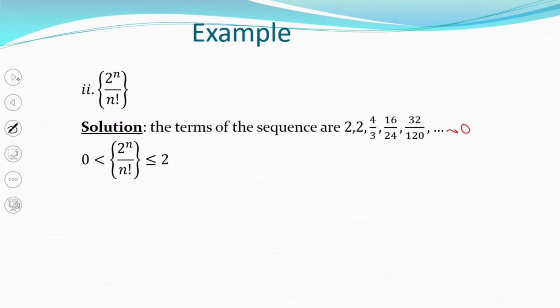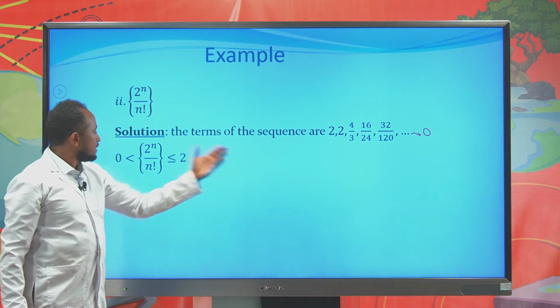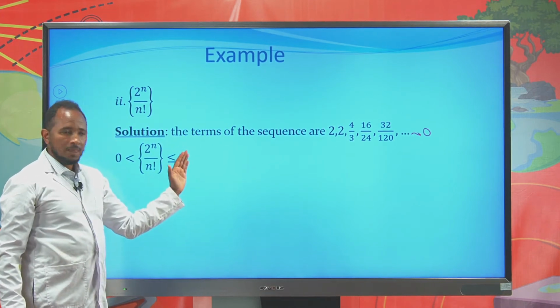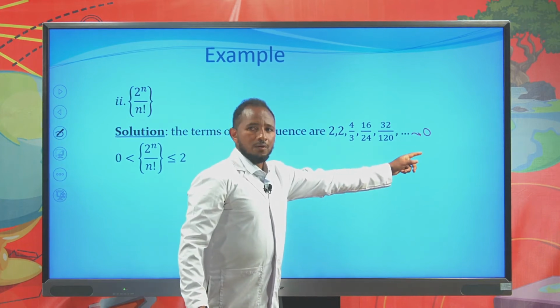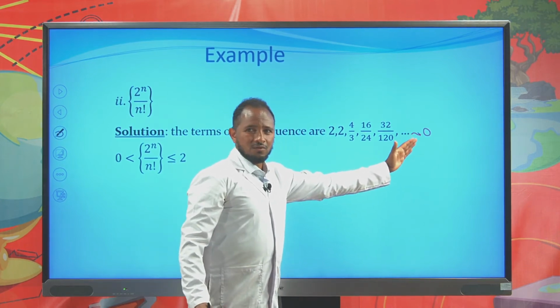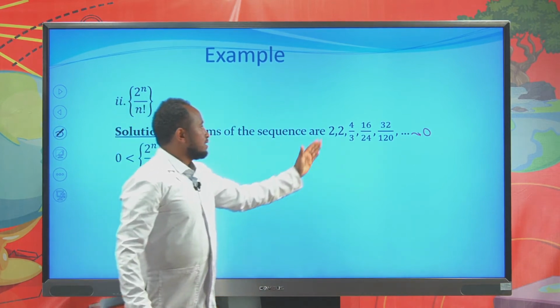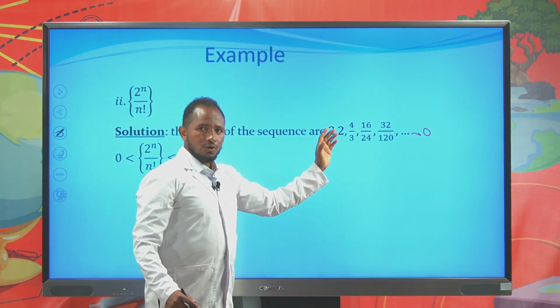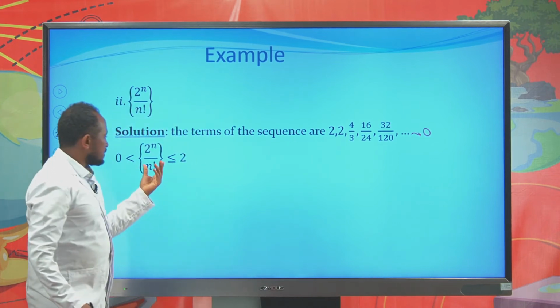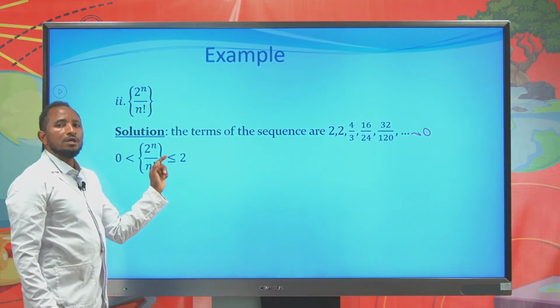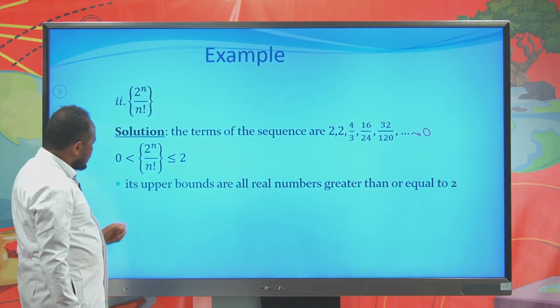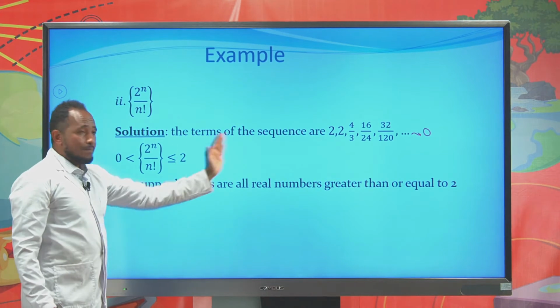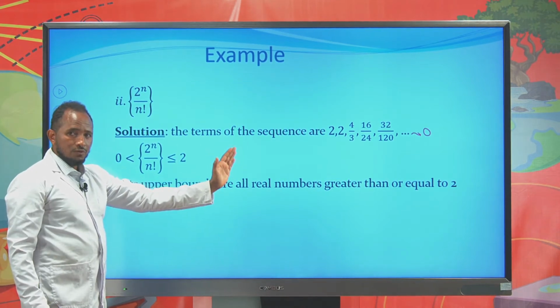Therefore, the elements of this sequence are found between 0 and 2. As you can see, the sequence is decreasing to 0. So the smallest number is 0, and the biggest number in this set is 2. Our sequence is found between 0 and 2, including 2. Therefore, for this set, its upper bounds are all numbers found above 2, including 2.